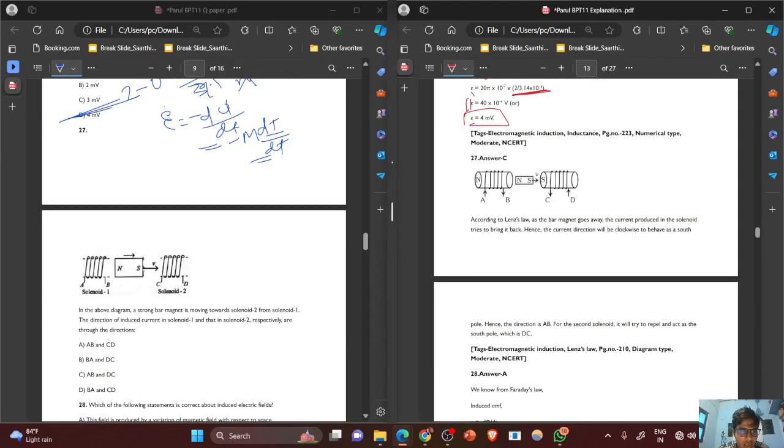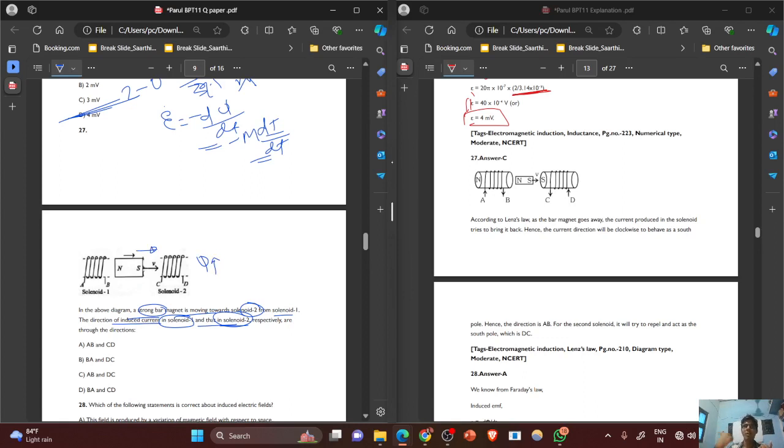Again a theoretical question. In the above diagram, a strong bar magnet is moving towards solenoid B, from solenoid A. It is asking the direction of induced current in one and that in two. Here we need to use Lenz's law. Lenz's law always opposes the cause. So as the magnet is moving in this way, flux is increasing here. So current will be in such a direction that it will decrease it.